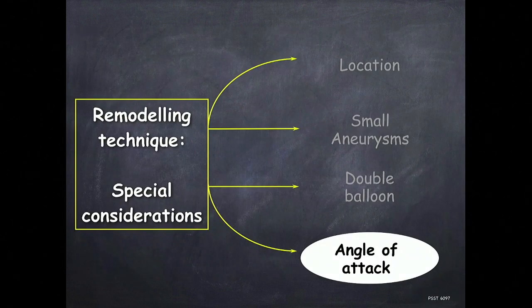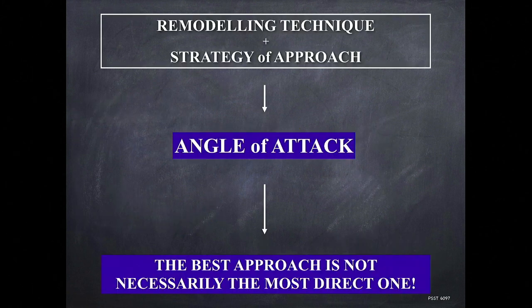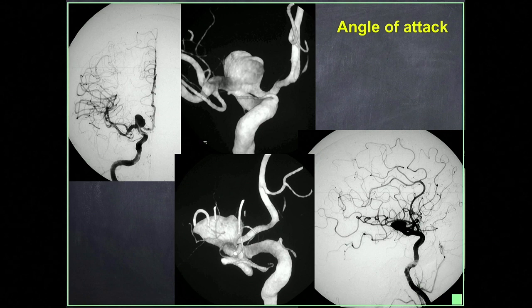Angle of attack is a concept, meaning that you could think about changing the strategy to place the balloon. And the best approach is not necessarily the most direct one. To illustrate the concept, I have chosen this aneurysm, which is ruptured at the termination of the internal carotid artery. It's pretty large. It has a very large neck, and it extends at the origin of A1 and M1.